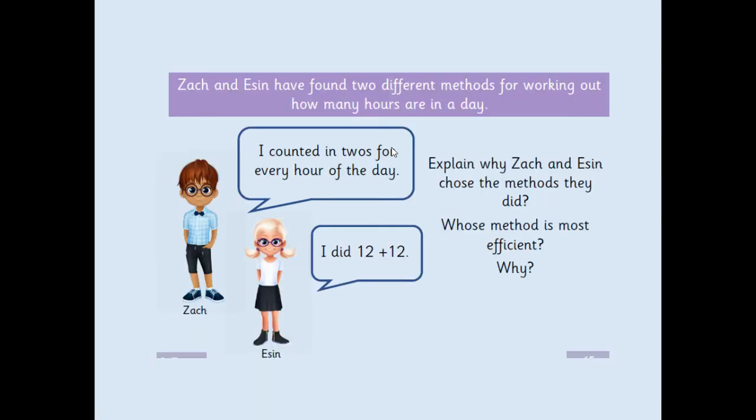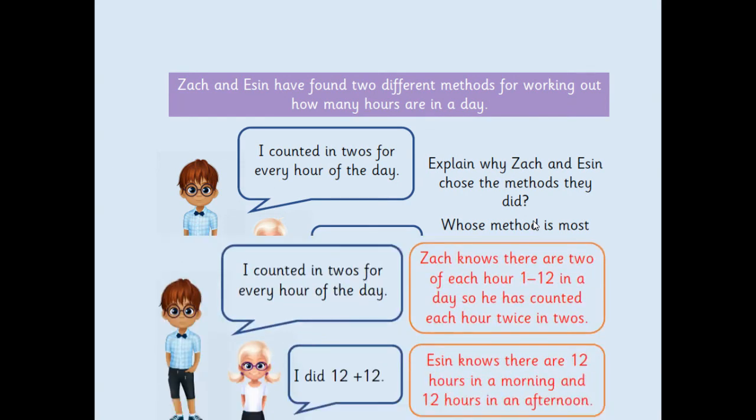Okay, let's have a look at this question here. Now, Zach and Essen have found 2 different methods for working out how many hours are in a day. So, Zach has counted as, I counted in 2s for every hour of the day. And Essen says, I did 12 plus 12. To explain why Zach and Essen chose the methods they did, whose method is most efficient and why? Please have a go at it. Right, let's have a look.